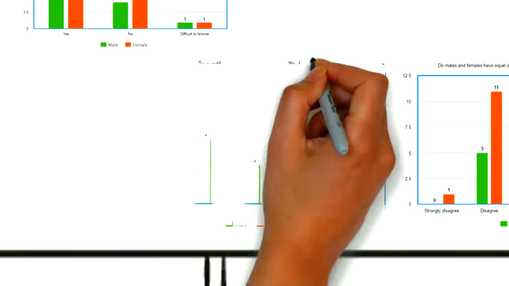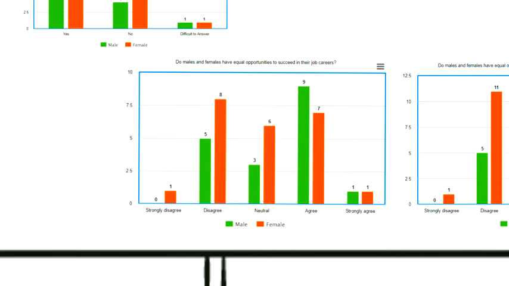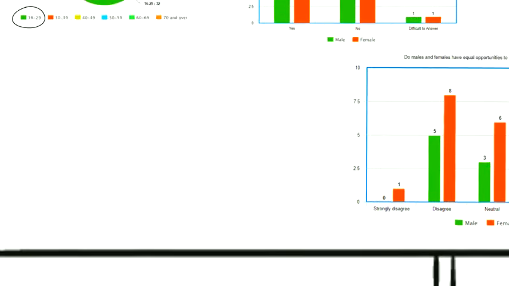In our next question, most of the respondents believe that males and females have equal opportunities to succeed in their job careers. This correlates with the previous question. However, there is quite a big number of respondents who disagree with the statement. Seems like some of the respondents are contradicting their own answers.